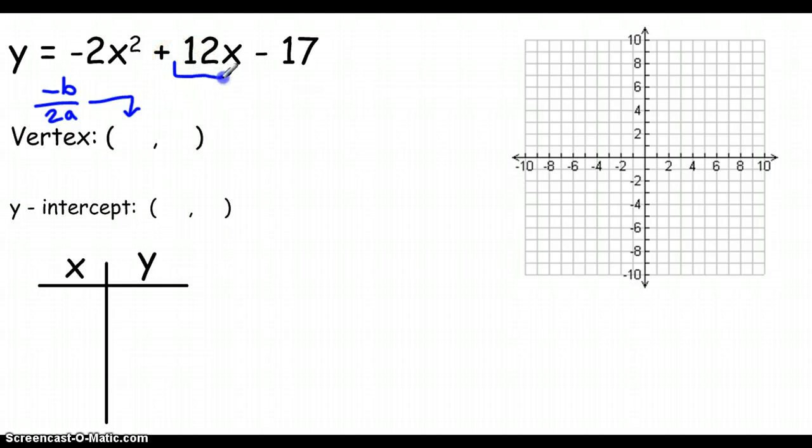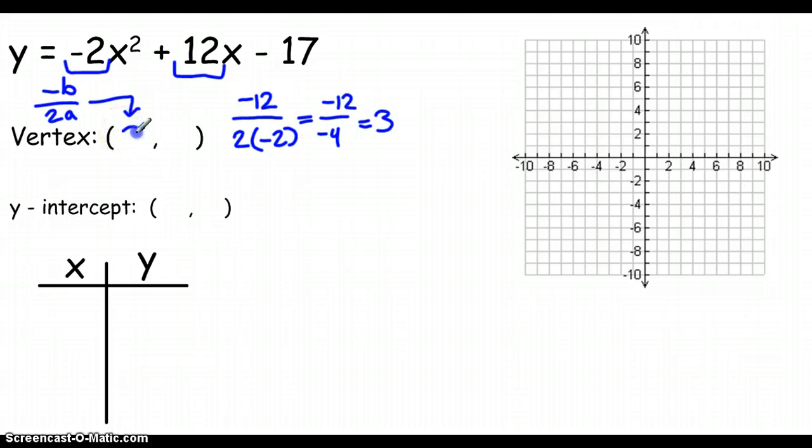So I'm going to look at my b value. I see it's 12. Now the formula asks for a negative b, so I'm going to make it a negative 12 here. I need to divide it by 2 times what our a is, and I see that our a is a negative 2. So once we have this set up, this really is a negative 12 over a negative 4, which tells me the x-coordinate for my vertex is a positive 3.